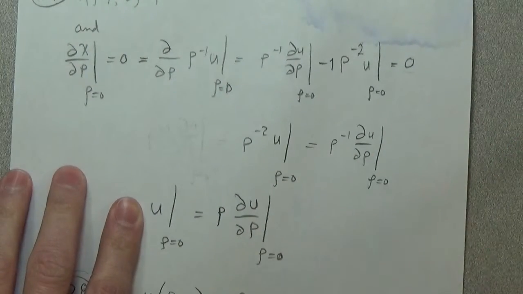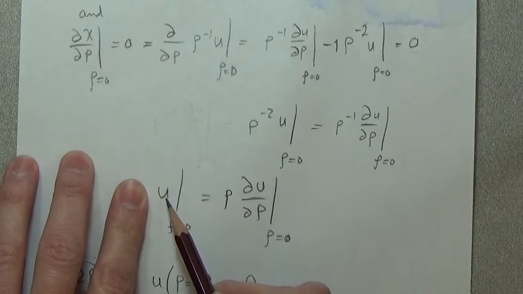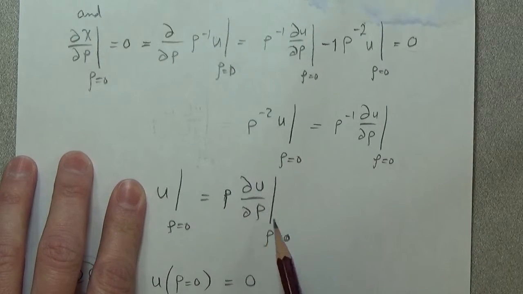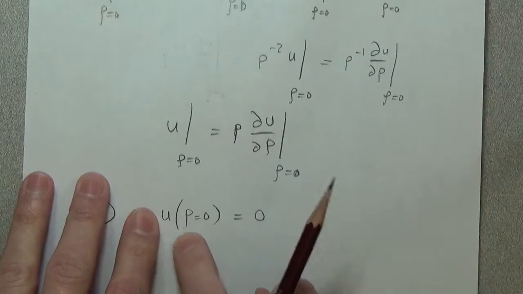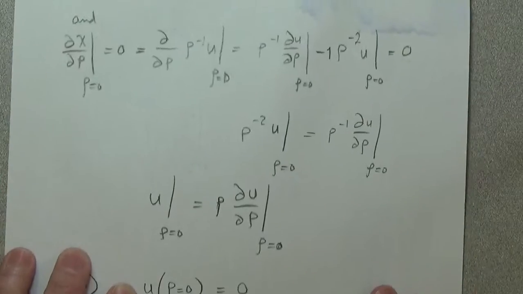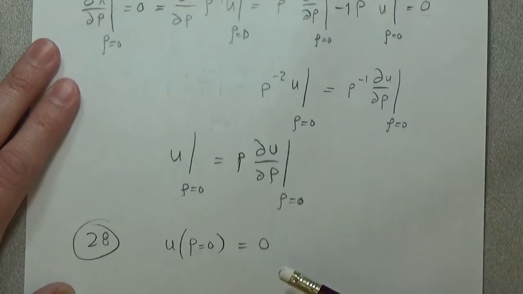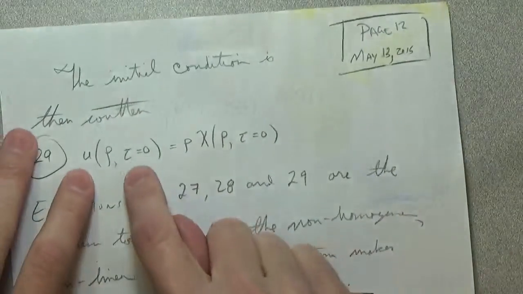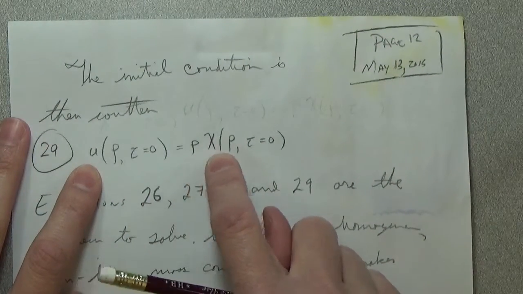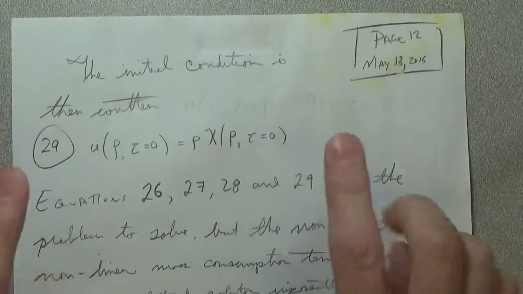And our boundary condition here, if you take this rho to the minus 2 and bring it to the other side, that gives us u is equal to rho du d rho evaluated at rho equals 0, which means that is 0. And if that's 0, then that means that u at rho equals 0 is equal to 0. So you should go through that and feel comfortable with it. But basically, we now have this boundary condition and this boundary condition. And then going to the initial condition, we have this. u at rho, tau equals 0 is equal to rho chi at rho, tau equals 0. And that's our initial condition. Great.